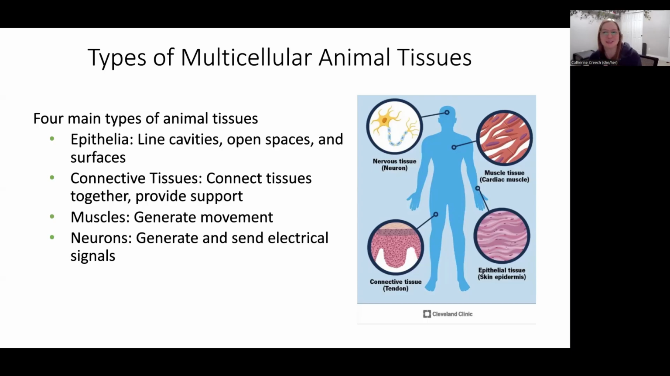And then muscles, our third type, they generate movement. We have three types of muscles. We have the ones that we voluntarily control, but we also have cardiac muscle and we have smooth muscle, which we don't control. We'll talk about those as well. And then lastly, we have neurons. Neurons generate and send electrical signals. They're going to control our whole system. So that's going to be our feelings, our sensory organs, and our responses to our environment.